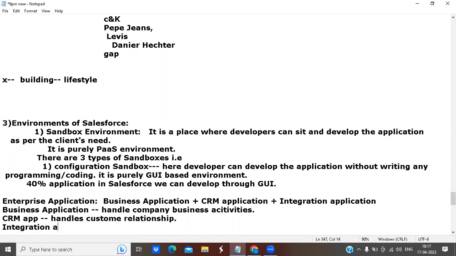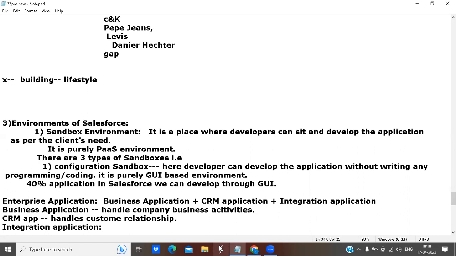Does anyone know what is the meaning of integration application? Anyone of you? What is integration application? More modules in one platform, connecting 2 or 3 modules in one platform, that is nothing but integration application.